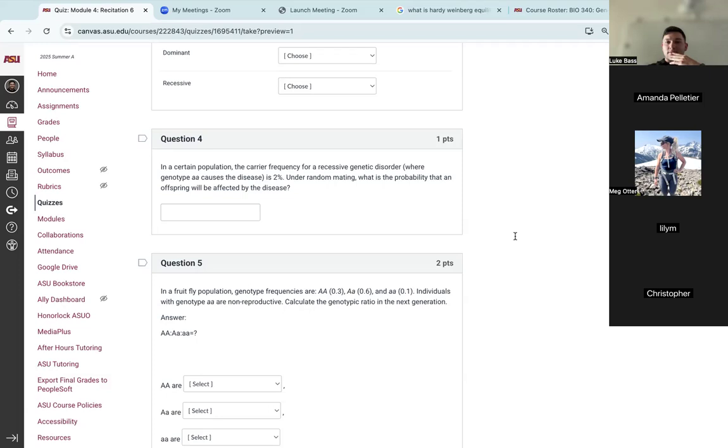I guess my only other comment is that it doesn't even really say if you're under Hardy-Weinberg or not. It does say under random mating, but that's only one condition. So I'd rather see the question read clearly whether or not you're at Hardy-Weinberg as well. So that's another confusing aspect to the problem. But yeah, that's my last comment.